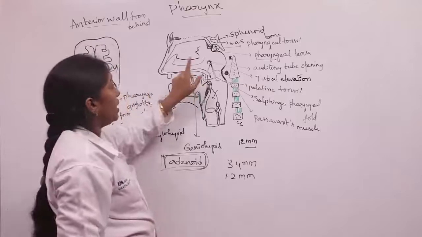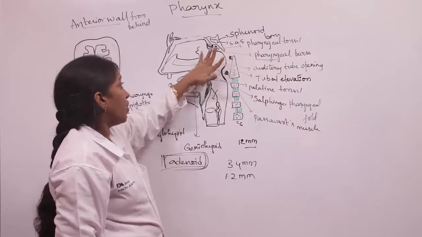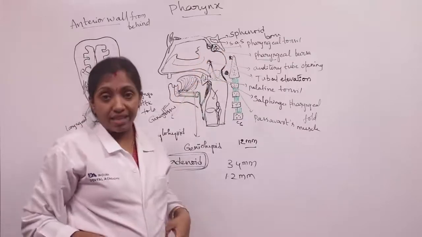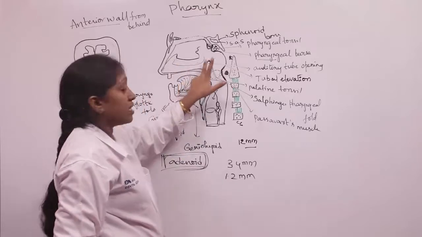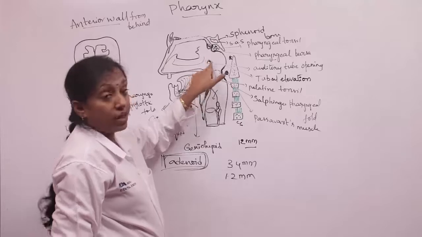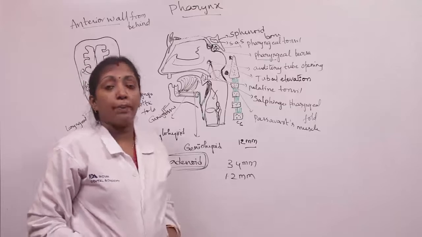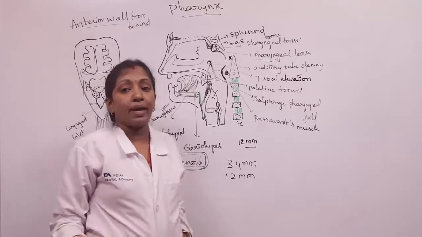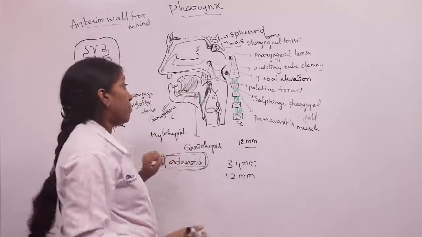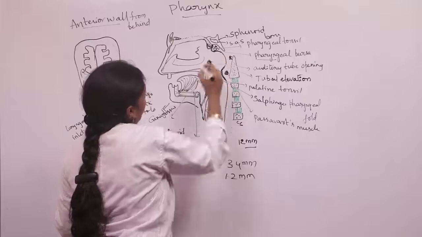This auditory tube opening is situated 1.25 centimeters behind and slightly below the inferior nasal concha. So this is the inferior nasal concha. It is situated 1.25 centimeters behind and slightly below the inferior nasal concha. This is the auditory tube opening which communicates with the anterior wall of the tympanic cavity and maintains the equilibrium of the air pressure of the tympanic membrane. So this is the opening of the auditory tube.